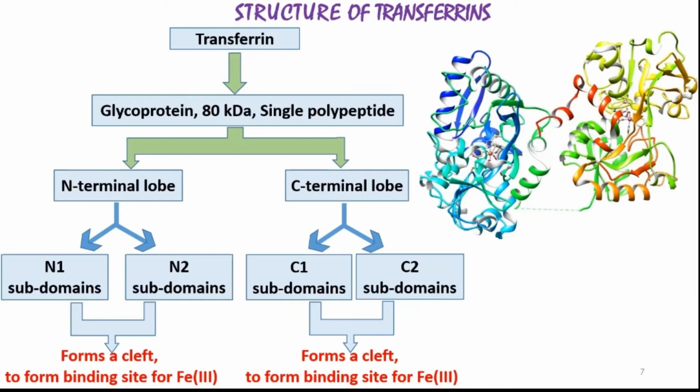In that cleft, the iron 3 will be bound. So that is the binding site for Fe3+. And we can see from the structure that we have an iron here between the 2 subdomains, and similarly here also we have 2 subdomains and an iron present.